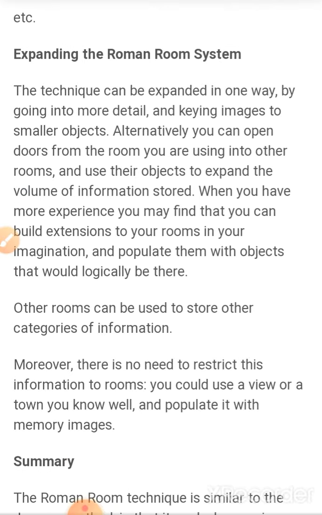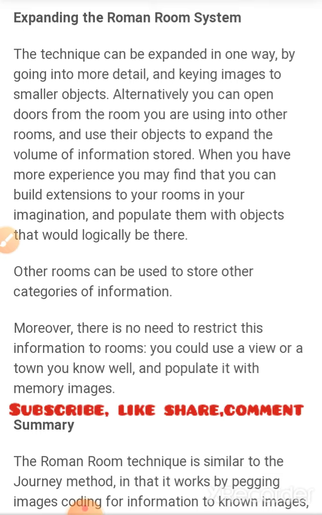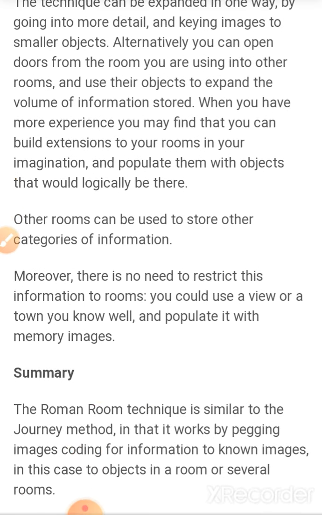Moreover, there is no need to restrict this information to rooms. You could use a view or a town you know well and populate it with memory images. So not only can we use our sitting room, we can use the image of a town or a view, and we can just use it with our memory images.